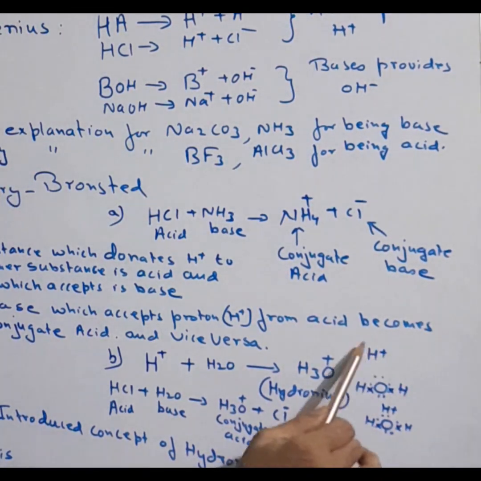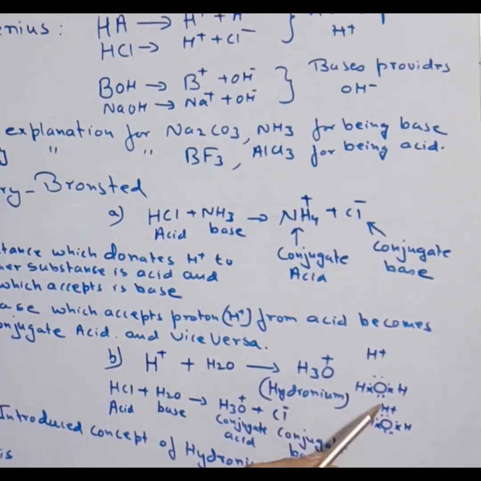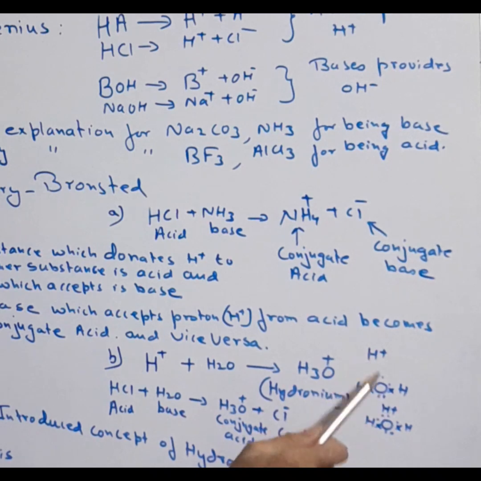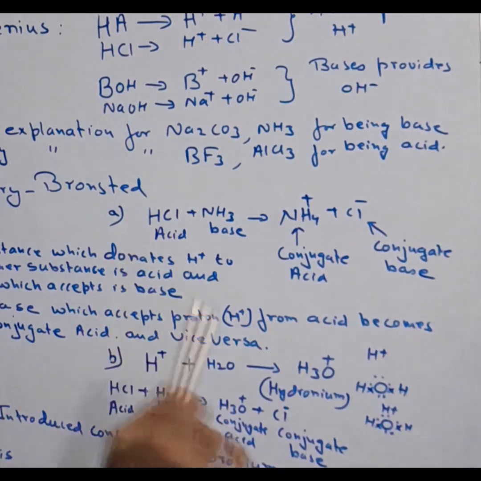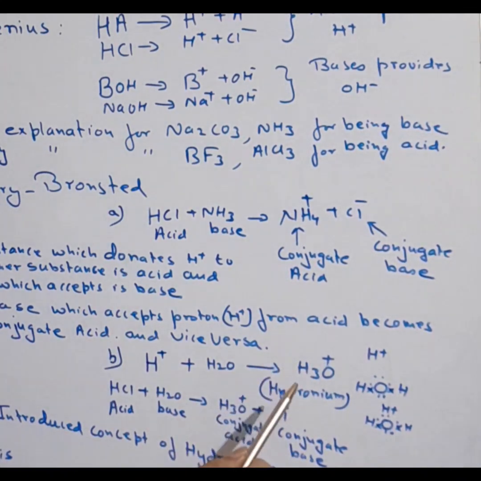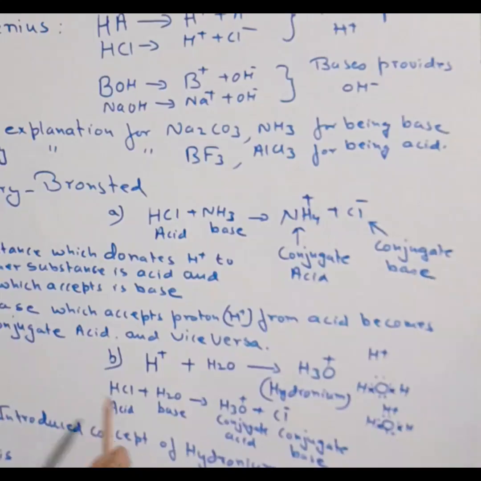So what happens? This H+ is running short of 2 electrons, so it comes and attaches there. It comes and attaches there, and now it forms H3O, but it also has this positive sign, so it is H3O+. And this he called the hydronium ion.